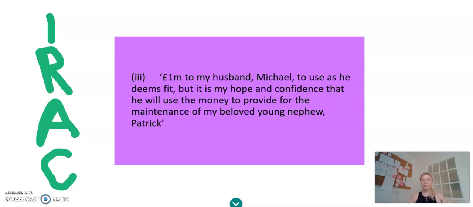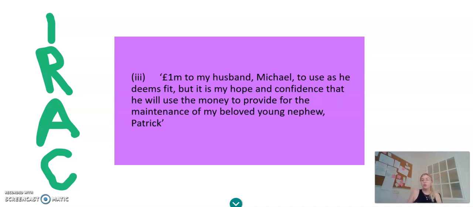So this provision you're met with, you sit down in an exam. It says, £1 million to my husband Michael to use as he deems fit, but it is my hope and confidence that he will use the money to provide for the maintenance of my beloved young nephew Patrick. Now the issue is, as we're establishing, is certainty of intention present?